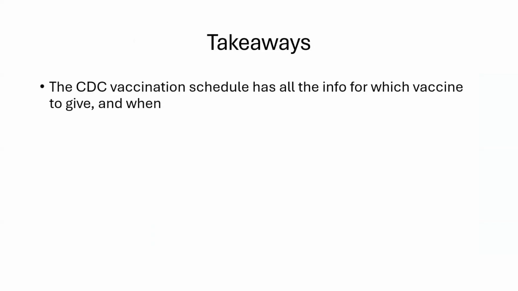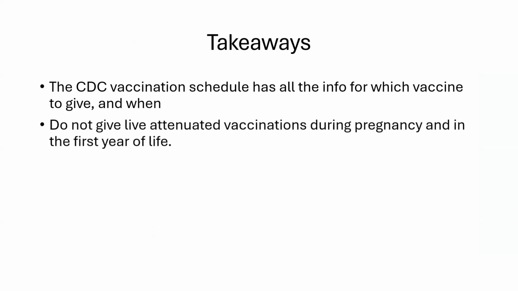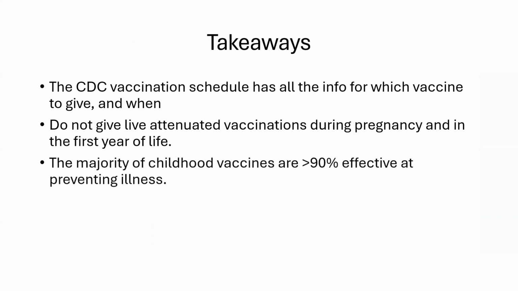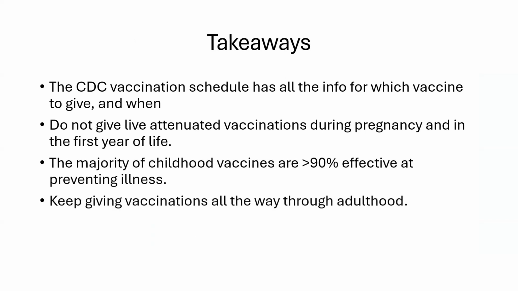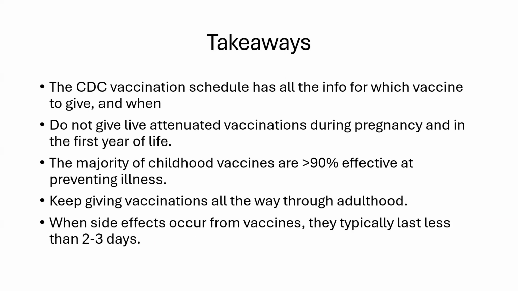So in terms of takeaways, the CDC vaccination schedule has all the info for which vaccine to give and when. Do not give live attenuated vaccines during pregnancy and in the first year of life. The majority of childhood vaccines are more than 90% effective at preventing illness. Keep giving vaccines all the way through adulthood. And when side effects occur from vaccines, they typically last less than 2 or 3 days and can be managed with supportive medications.